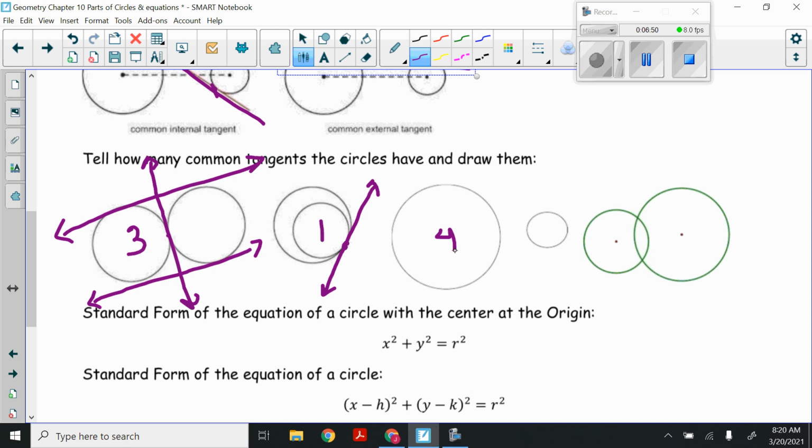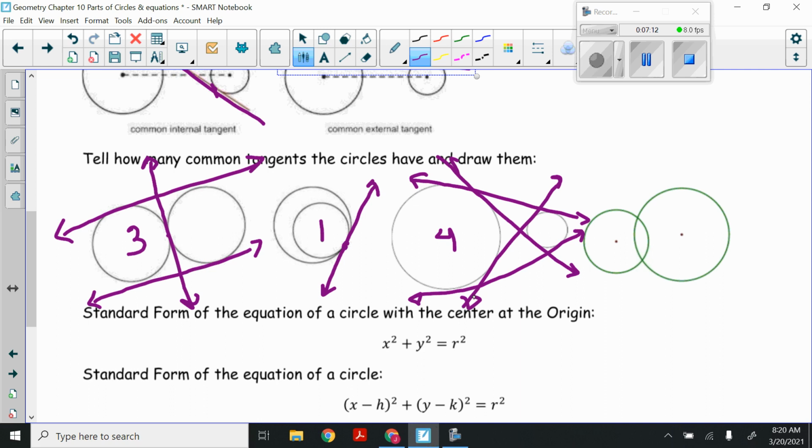If I do my external first, there's 1. Go to the bottom. There's 2. That's not a very straight line, but you get the picture. And then we're going to go internal. There's 3. And there's 4.